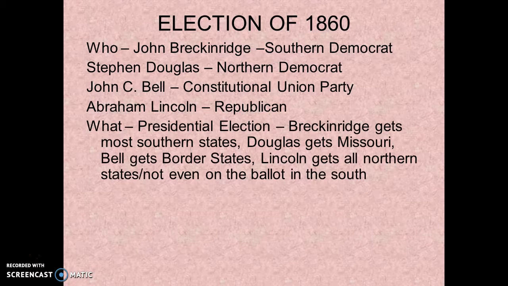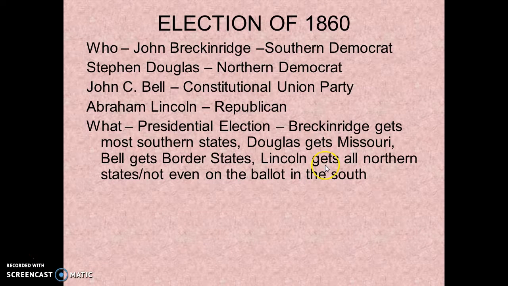Breckinridge gets most of the southern states, actually pretty much all of them aside from Tennessee, really. Douglas gets Missouri. Bell gets the border states, like Kentucky, Tennessee. And then Lincoln gets all the northern states, but he wasn't even on the ballot in the South. But like we've already mentioned, the North has a ton of population compared to the South. The South was focused on agriculture and had a fairly sizable slave population, and so they didn't have nearly the population that could vote that the North did.